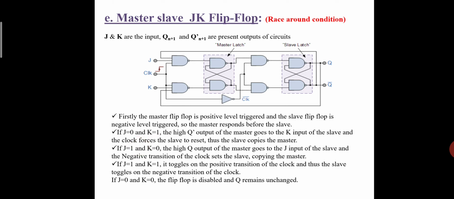So if J is 0 and K is 1, the Q bar output of the master goes to the K input, and the slave's clock forces the slave to reset. Thus the slave copies the master. If J and K are 1, it toggles on the positive transition of the clock, and the slave toggles on the negative transition of the clock pulse.